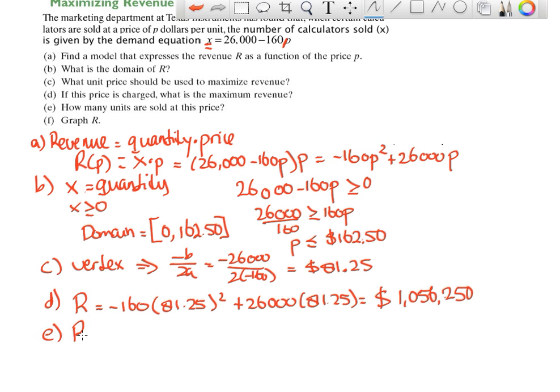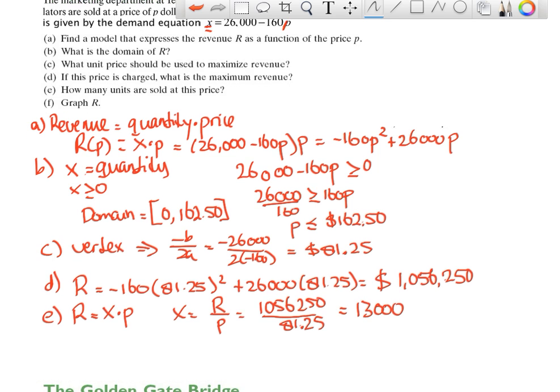How many units are sold at that price? Well, I started out by saying that revenue is the quantity times the price. So the quantity must be the revenue divided by the price. And we just calculated that. And that revenue at this price, so there's a decimal there, should give you the quantity. So that ends up being 13,000. And then F, graph R. So graphing this, you can go to GeoGebra and graph it. That would probably be the easiest way to do that.